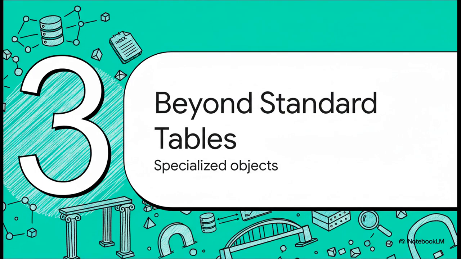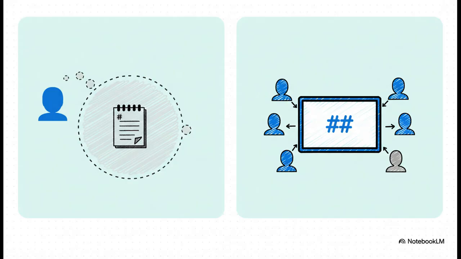All right, for our last section, we're going to look beyond the standard table. We're talking about special database objects that are designed to solve unique problems that a regular table just can't handle on its own. So what happens when you've got this complex process and you need a place to just store some intermediate results for a bit? That's where temporary tables come in.